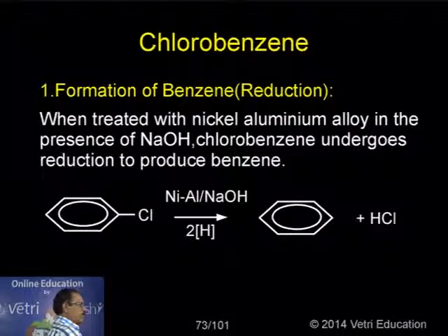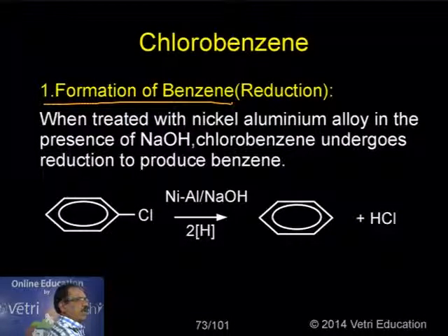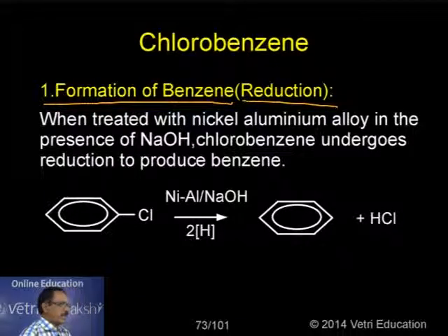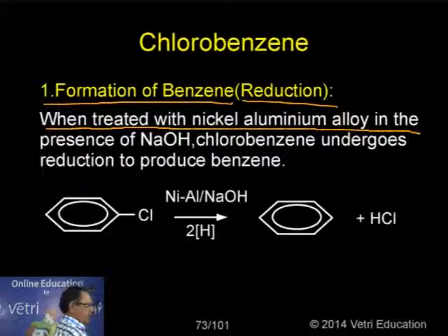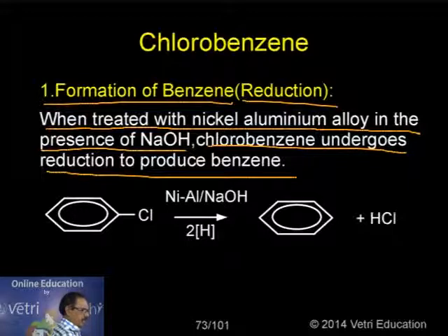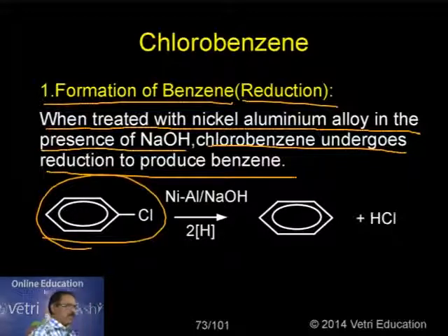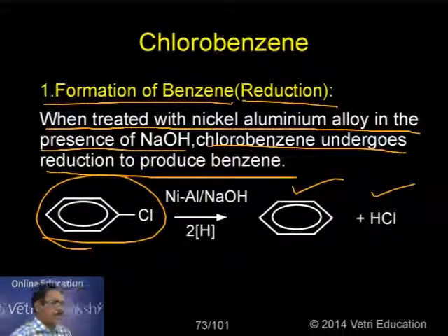First one, formation of benzene, that is called reduction. When treated with nickel-aluminum alloy in the presence of sodium hydroxide, chlorobenzene undergoes reduction to produce benzene. In this case, the chlorine is removed, so we are getting benzene. So nickel-aluminum alloy and sodium hydroxide reduce it to give benzene.